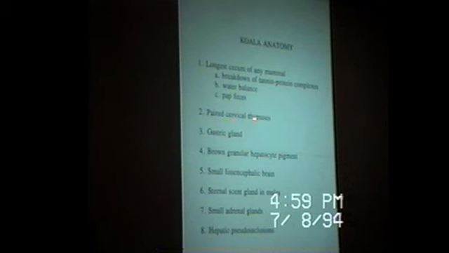As I mentioned before, they have a paired cervical thymus. They have a prominent gastric gland, which I'll show you in a minute. And they progressively accumulate more and more brown granular pigment in their hepatocytes throughout life. And I'll show you some of these things in just a few minutes.